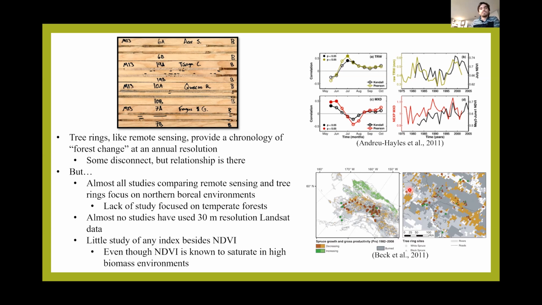And then I found there was little study on any index besides NDVI. The thing with NDVI, which I found in my past research, is that it's known to saturate, so it levels off in really high biomass environments. But indices like Tasseled Cap angle, which is the one I use for this study, incorporate the shortwave infrared band, which helps it not get saturated in those high biomass environments. And so maybe we can get better relationships if we use a different index besides just NDVI.